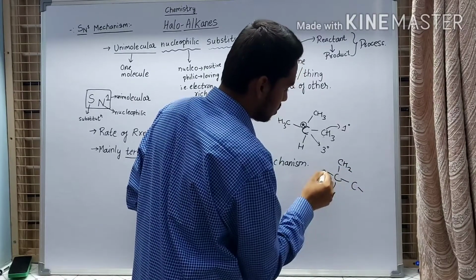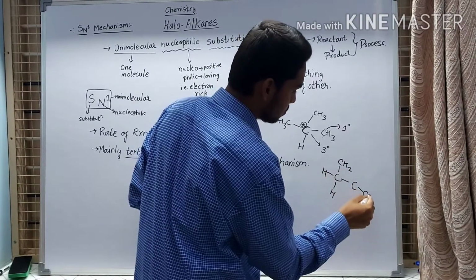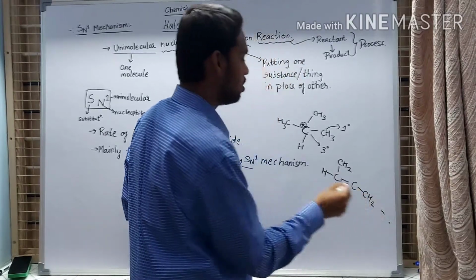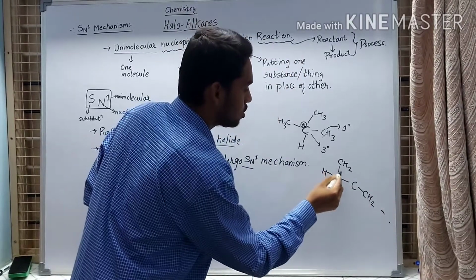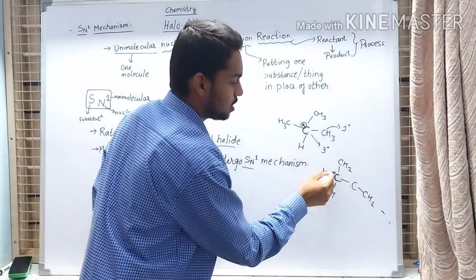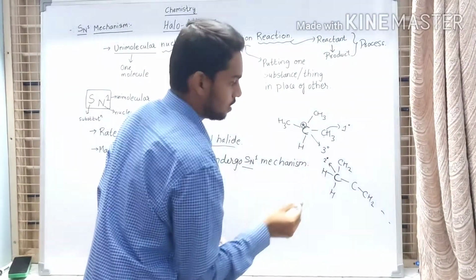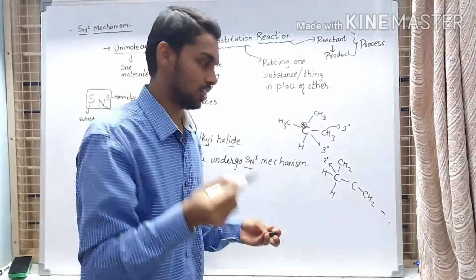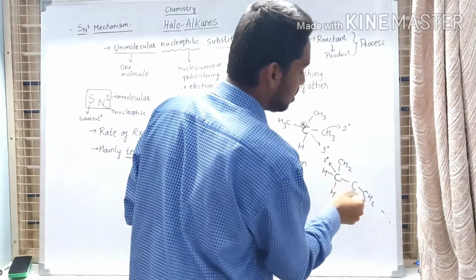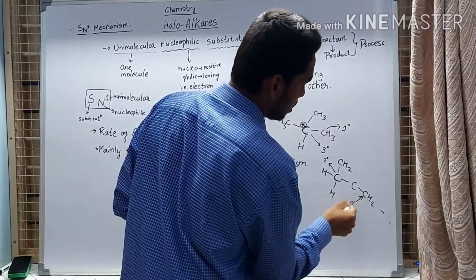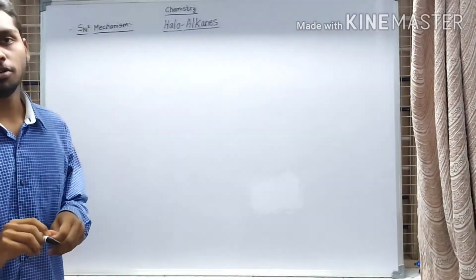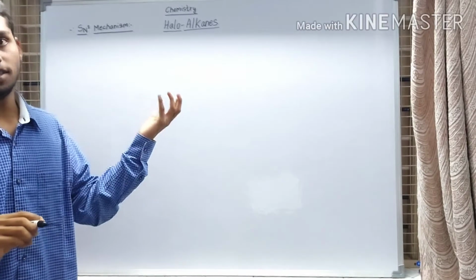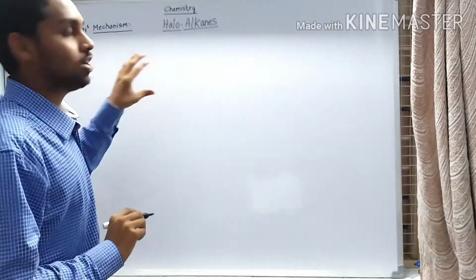If it is in this way and so on, this carbon is attached to 2 carbon atoms, right? It is secondary. If it is attached to 3 carbon atoms, it's tertiary. If it is attached to a single carbon atom, then it is primary. Friends, we have seen the introduction of this SN1. So let us look into the mechanism.